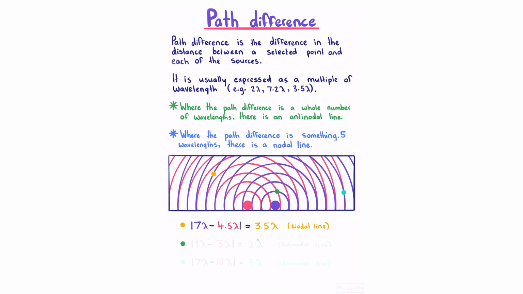For our green point, we can count 1 wavelength, from which we subtract 1, 2, 3 wavelengths, which gives us a path difference of 2 wavelengths. Because our path difference is a whole number, we have an antinodal line. For our aqua point, we can count 1, 2, 3, 4, 5, 6, 7 wavelengths, from which we can subtract 1, 2, 3, 4, 5, 6, 7, 8, 9, 10 wavelengths, which gives us a path difference of 3 wavelengths. Because our path difference is a whole number, we have an antinodal line.